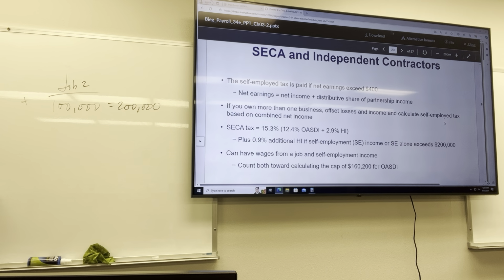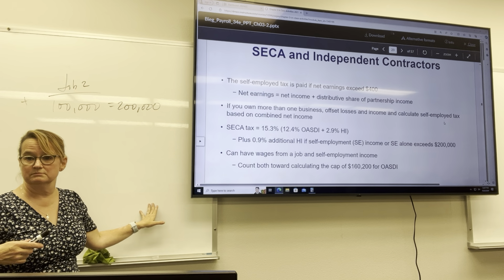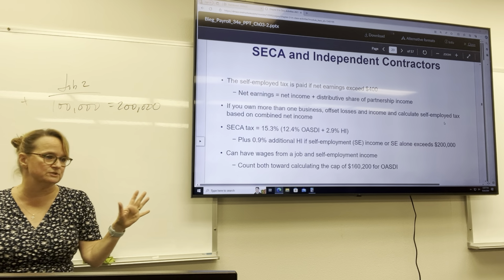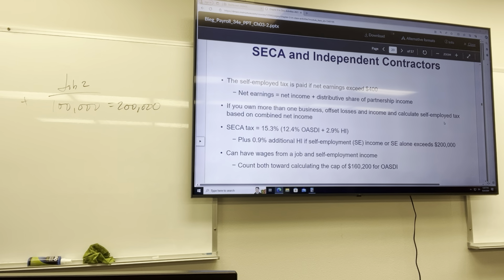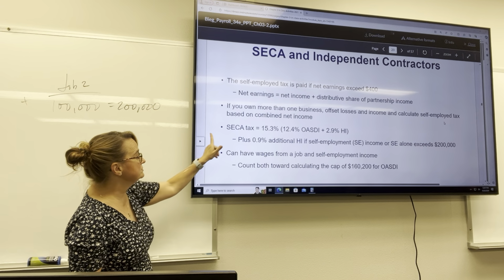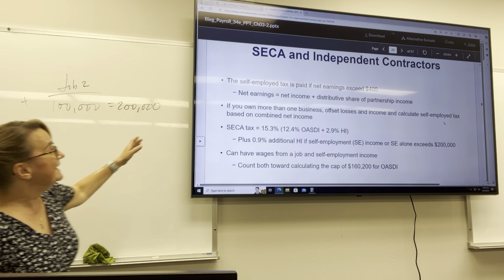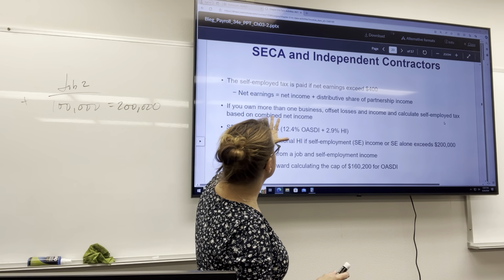So this is where somebody has two W-2 jobs. We call those W-2 jobs. Most of you, I think, have received a W-2 at some point in your life. So we call those W-2 jobs where it's employment. 1099 jobs or independent contractor positions are the ones that are subject to that self-employment tax. So just a little bit of information on the FICA tax.